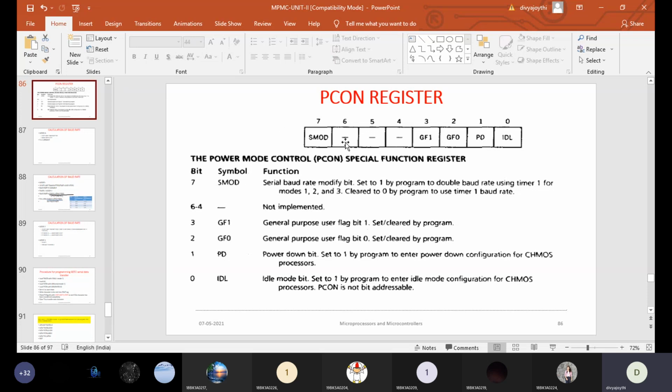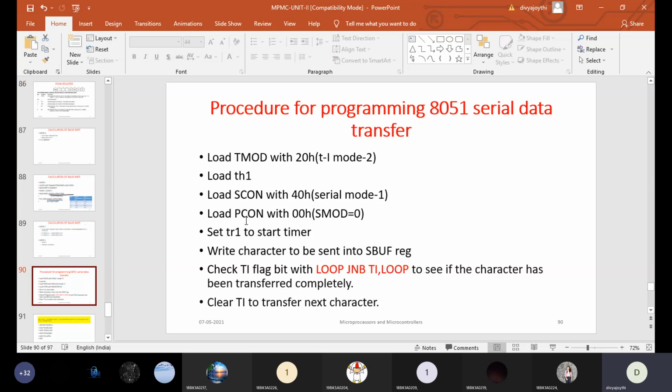And SMOD, if you are not altering your baud rate, then SMOD needs to be 0. So in that way PCON will by default be zeros. In this particular step, that is how PCON can be loaded with 00H. So now we have loaded TMOD, TH1, SCON and PCON. Once all these 4 registers are loaded, the next step is to start the timer.